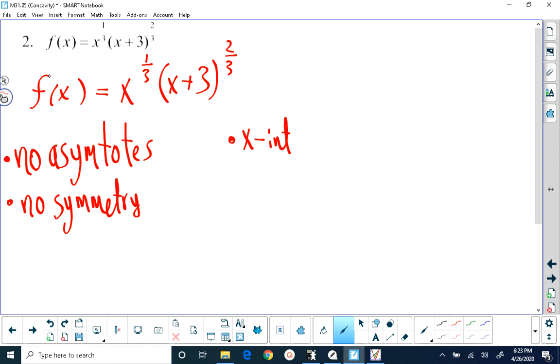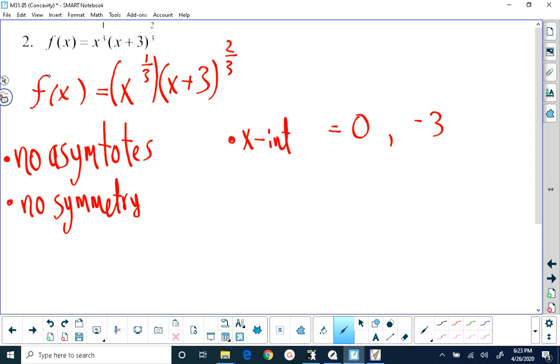the x-intercepts are the values of x that make the factors equal to 0. Well, we have the cube root of x, which means that when x is 0, the cube root of x would be 0. And then we also have x plus 3, which means that we have a second x-intercept of negative 3.